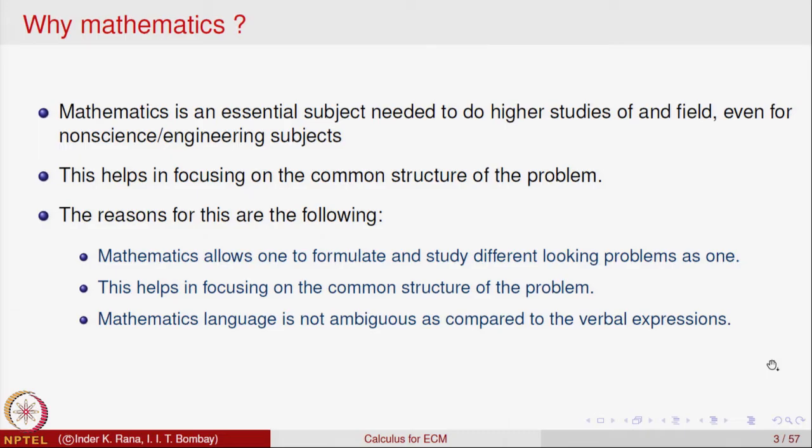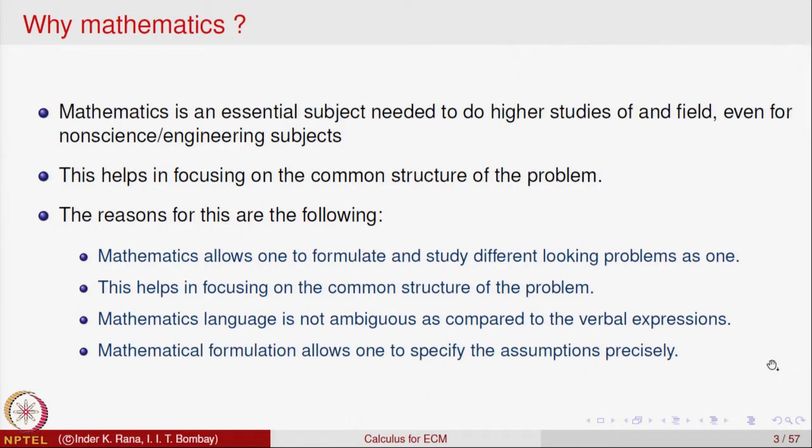In mathematics, an expression has one and only one meaning. It cannot have two different meanings. That means, a mathematical expression, if it is read and interpreted, there can be only one interpretation possible for it. So, there is no ambiguity in interpreting. And in mathematics problems, one can specify precisely the conditions under which the mathematical problem is going to be solved. So, assumptions are very clear in mathematics, they do not vary as you try to analyze the problem.